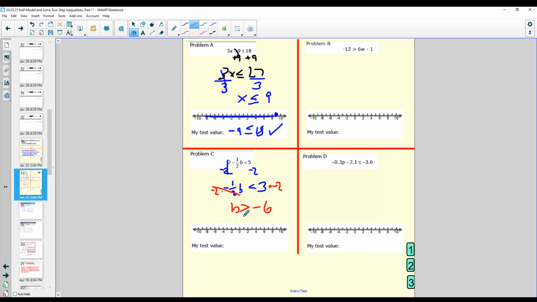Test point, let's use 0 as a test point. If I replace the b with 0, 2 minus, what's half of 0? 0. Is that going to be less than 5? It is true. That's why if you flip the inequality sign, it makes the statement true.